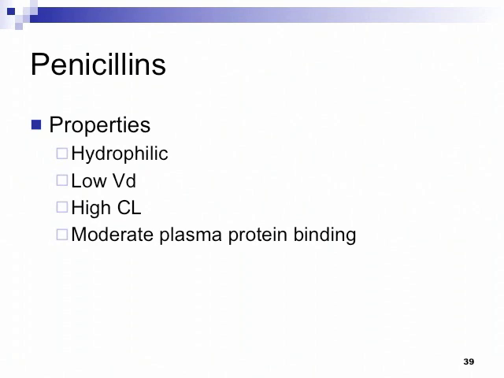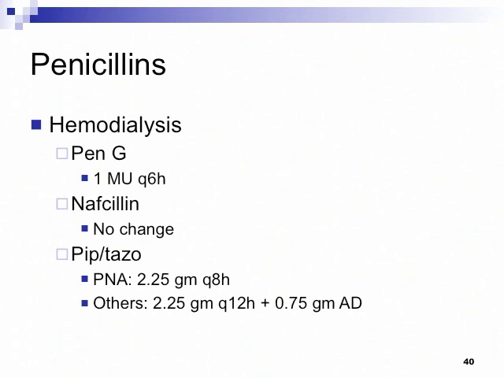For the penicillins, they all share the same pharmacokinetic properties: hydrophilic, low volume of distribution, high clearance, and moderate plasma protein binding. For penicillin G, 1 million units Q6, that's low. Nafcillin, we don't have the information. For Zosyn, it's kind of low, 2.25 gram Q8, and that's for pneumonia.